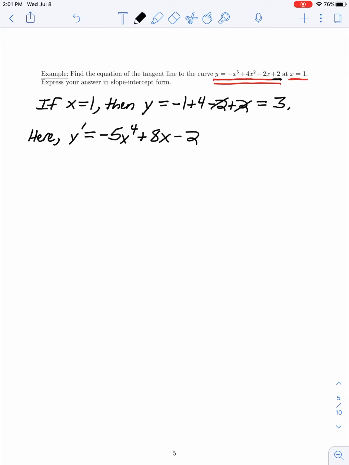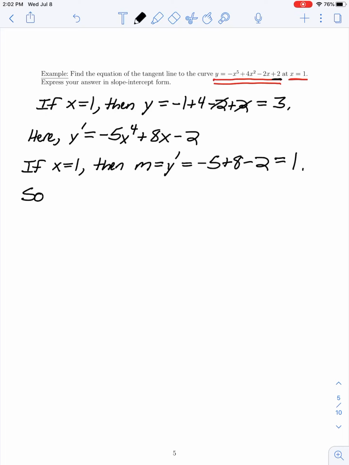So this is the slope of my tangent line, and we're interested in the slope at a specific value of x, namely when x is equal to 1. So here, if x equals 1, then let's look at what our slope, y prime, is. So plugging in 1 for x, we have negative 5 plus 8 minus 2, or 3 minus 2, which would be 1.